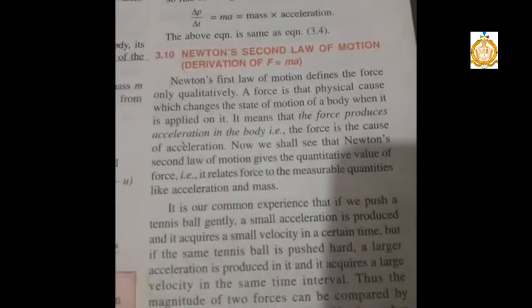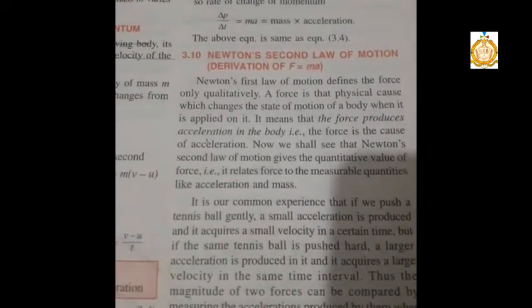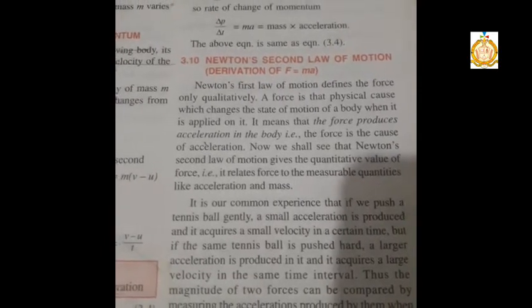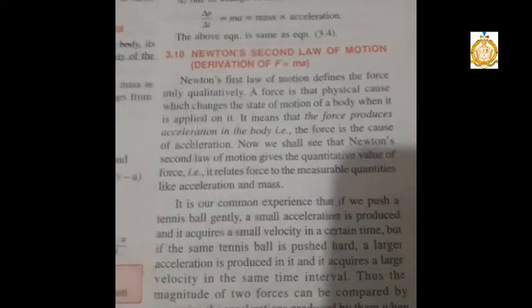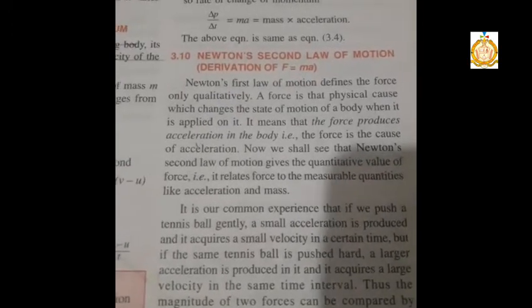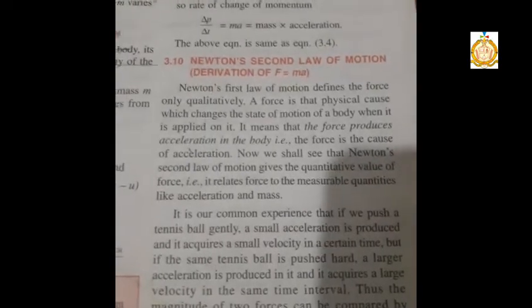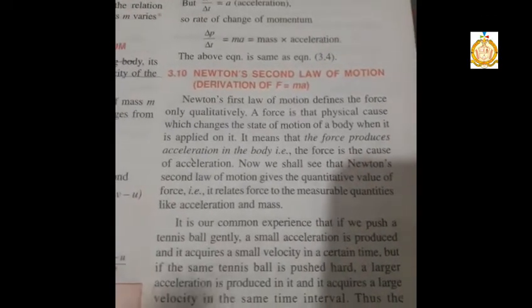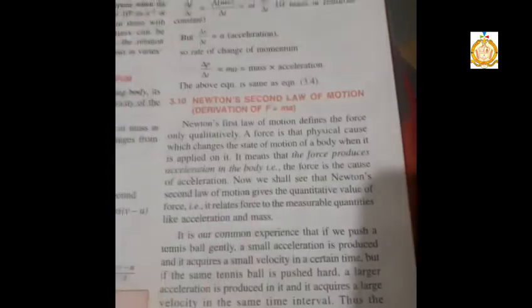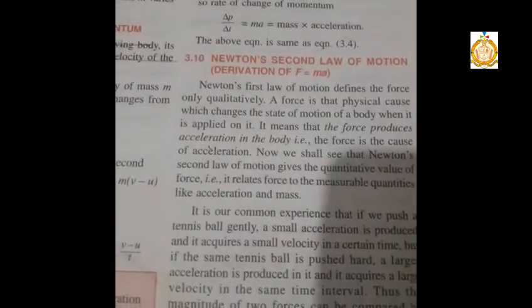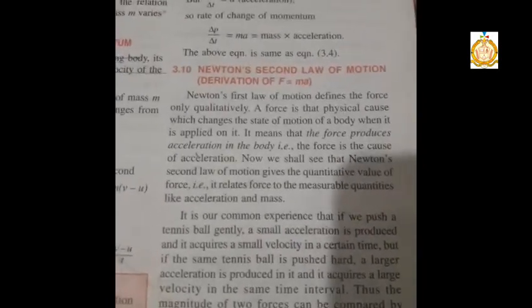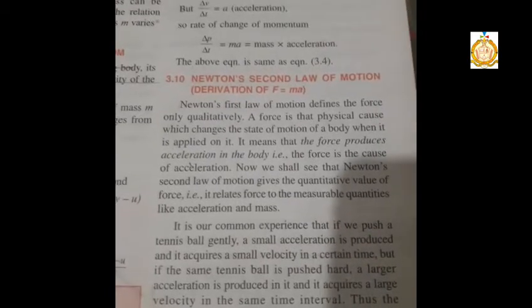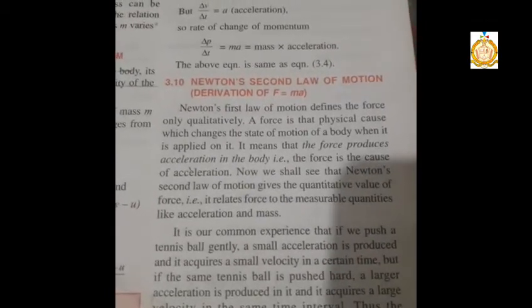So we have a common example. Take a tennis ball. Push it gently, a small acceleration is produced and it reaches a small velocity in a certain time, because it is soft and can gain more speed. If we push hard, we apply more force, it goes with more velocity and covers more distance. In the same way, if we take another ball, a cricket ball, we need more force, and it takes more force to control and to stop also. That means it is a measurable quantity.